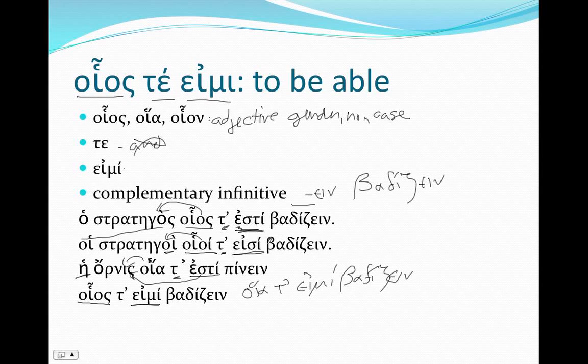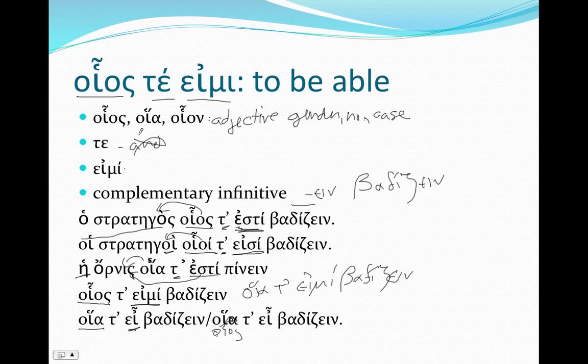And we can see this if we were talking to you. That is, if I'm talking to you and you're a woman, I would say οἵα τ' εἶ, second person singular, βαδίζειν. You are able to walk. And if you were a man, instead of οἵα, I would say οἷός τ' εἶ, βαδίζειν. You are able. So the gender of the οἷος part is very important. The τε, we're not going to translate. The verb has to match the subject in person and number. And then we add our complementary infinitive.